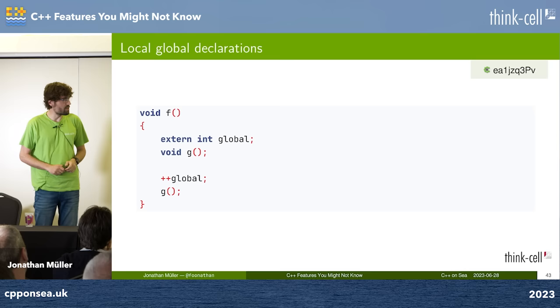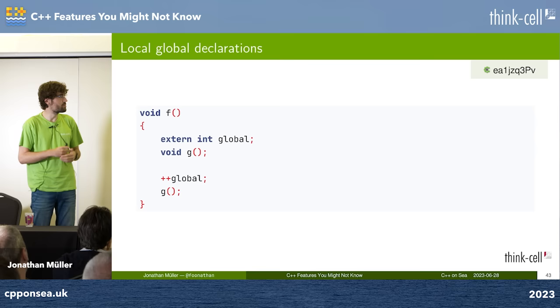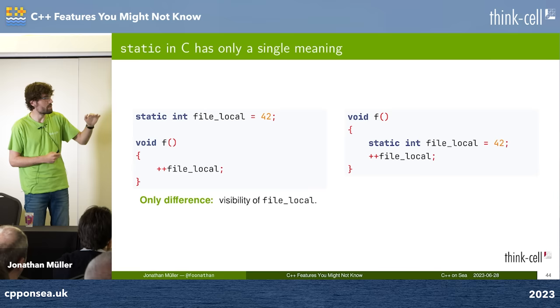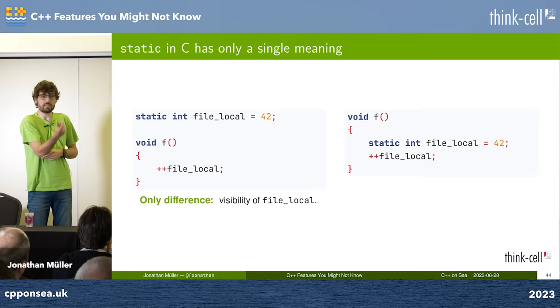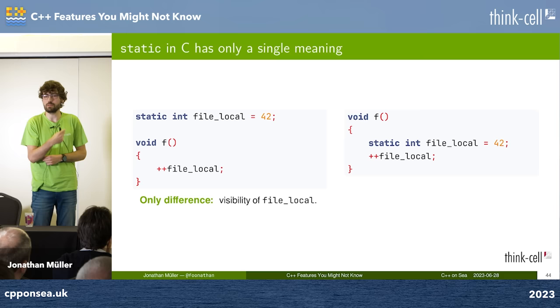And this also means that people always say, well, static has so many meanings. And this is true in C++, but it is not true in C. In C, static only has one single meaning, which means static storage duration. Because there is no difference between writing a file local variable like so and writing it inside the function. The only difference is the visibility of the name, but that is determined by a different feature. Static just means this is static storage duration. And even this is because in C, if you initialize a static variable, the initializer has to be a constant expression. So it has to be initialized at compile time. There isn't this lazy initialization that happens with C++, right?